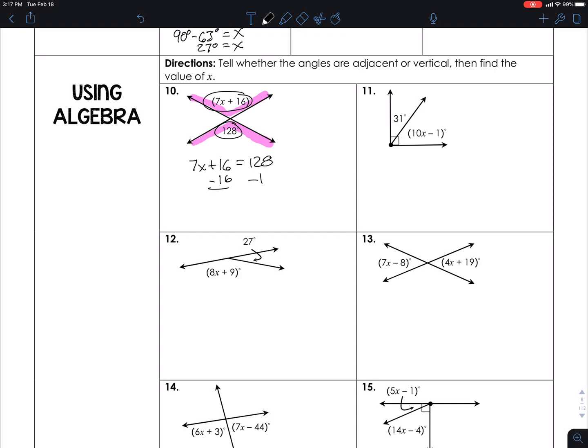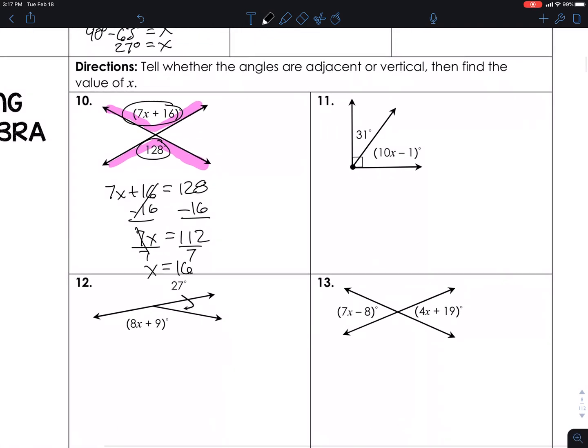Subtract 16 from both sides. That's gone. I now have 7x equals 104. Wait, that's not right. Hold on. It's 112. I'm sorry, 112. Geez, I can't even do my own thing here. Divide by 7 on both sides. That goes away. So x is equal to, what is it? 16. So there's my answer. X equals 16.